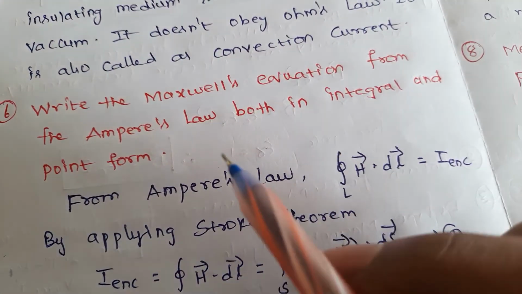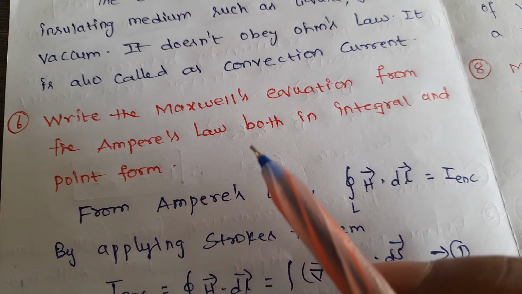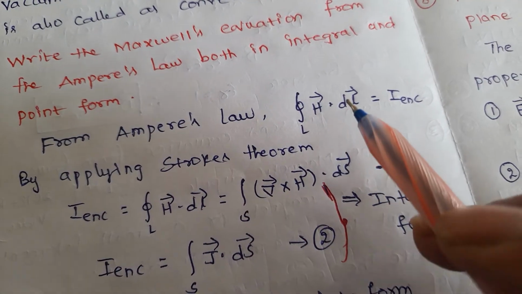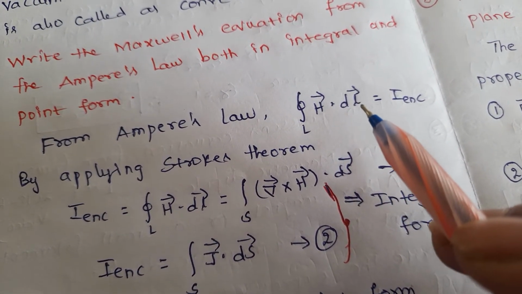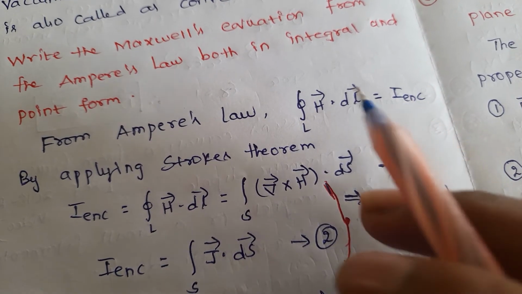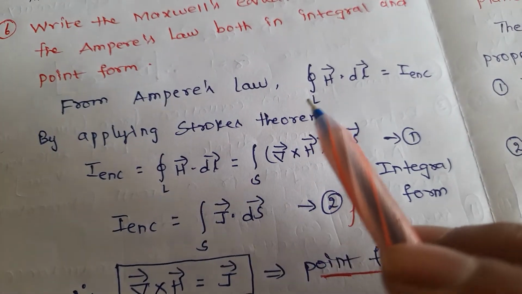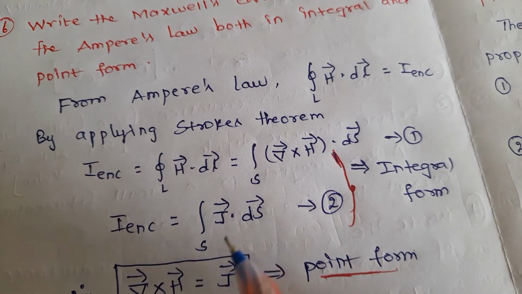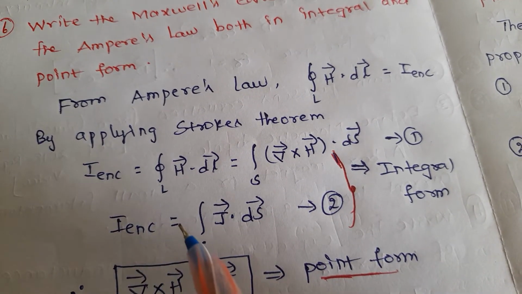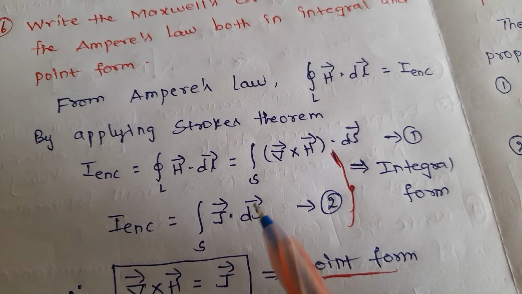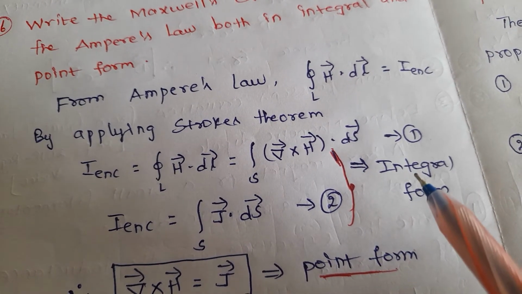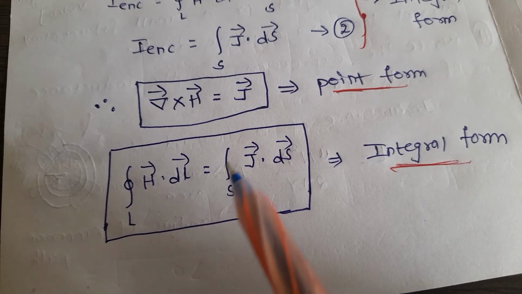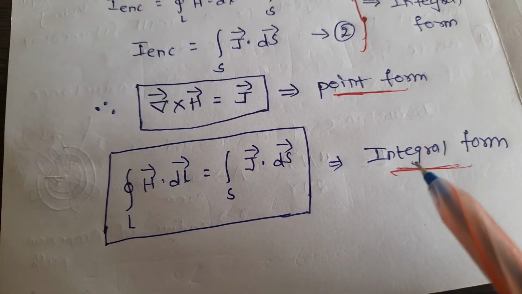Now coming back to the next question, write the Maxwell's equation from Ampere's law both in integral and point form. Let us consider Ampere's law. We know that the closed line integral of H bar dot dl bar is equal to the current enclosed by that Amperian path. Applying Stokes theorem, the line integral is converted into a surface integral. Now we know that the current enclosed is equal to the surface integral of J bar dot ds bar. From these two expressions we get the integral form: the closed line integral of H bar dot dl bar is equal to the surface integral of J bar dot ds bar. This is the integral form.